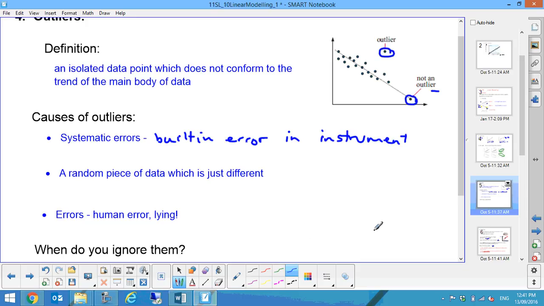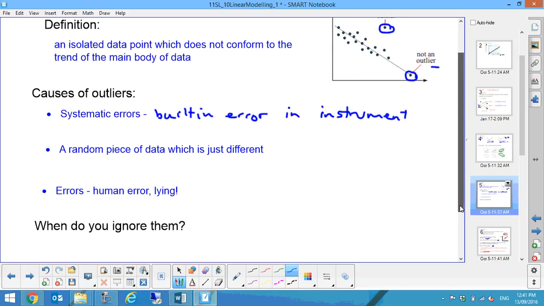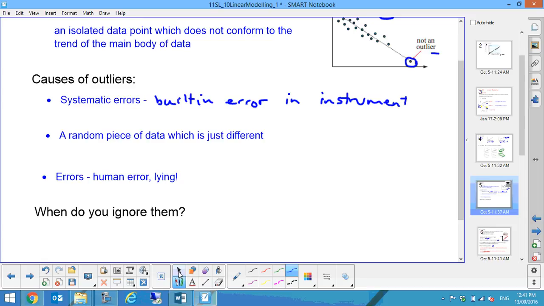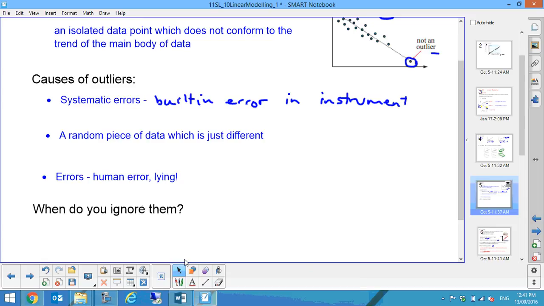So there are different causes for outliers. The question is, when do you ignore them? When do you include your outlier? Do we include Usain Bolt in our Redlands data? No, because he's not a Redlands student, he's too old. So when do you include them and when don't you?